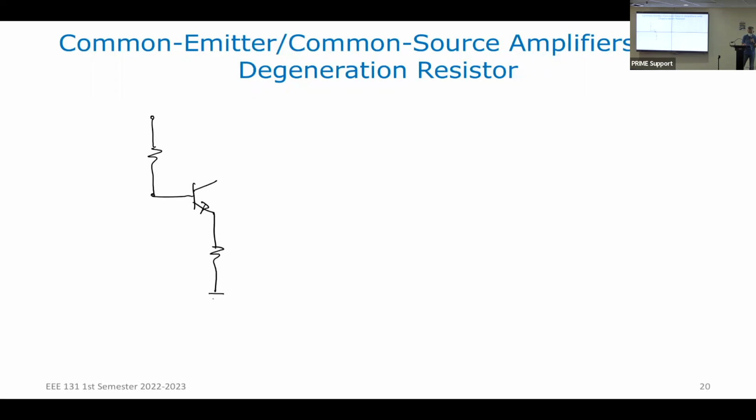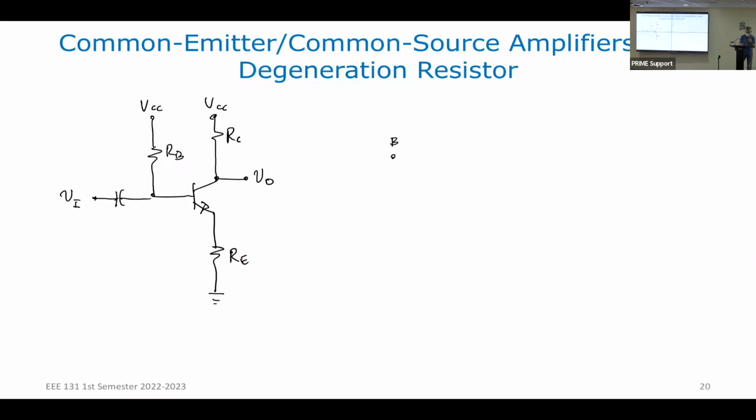This is your degeneration resistor RE. So let's call this RC, let's call this RB. Let's say this is VCC. This is V capital I, and this is V capital O. Okay. This is your degeneration resistor. What will our small signal equivalent look like?